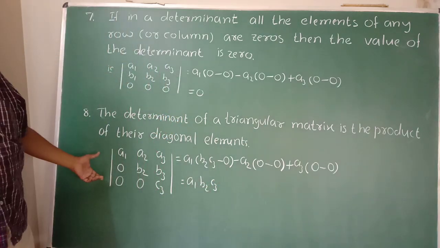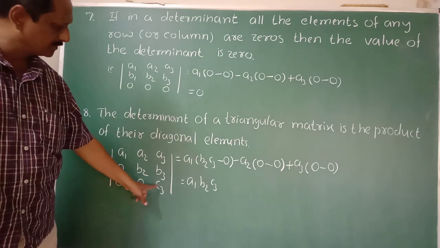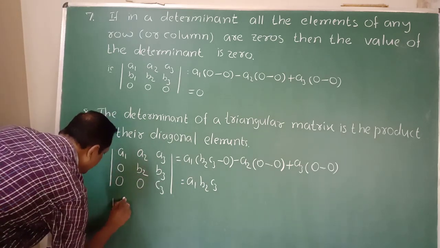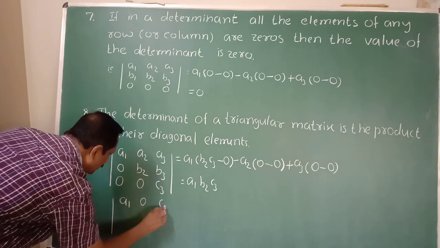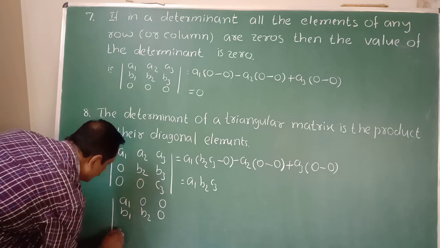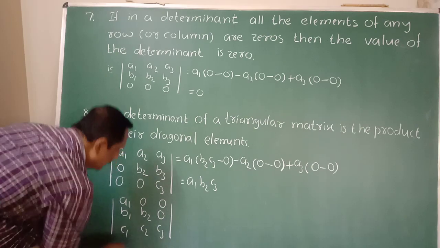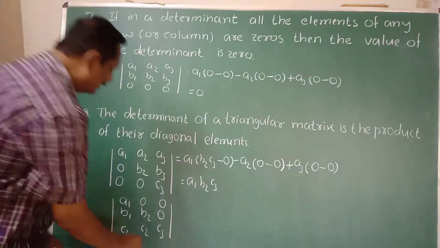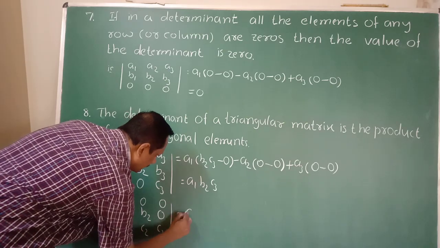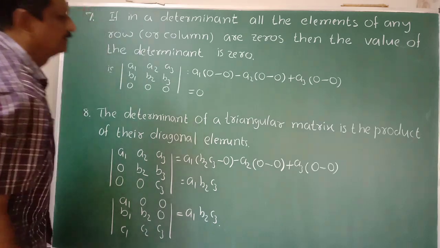If it is a triangular matrix, in that case the value of the determinant is the product of diagonal elements. Even this case also. So here A1 0 0, B1 B2 0, C1 C2 C3. And this is also a triangular matrix, so the value of the determinant is the product of diagonal elements: A1, B2, C3.